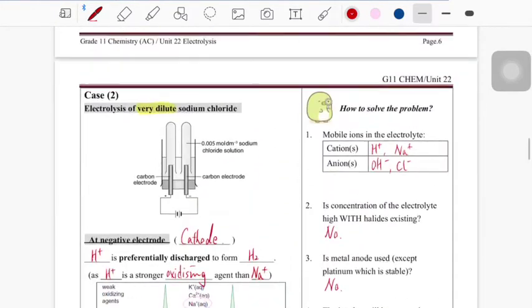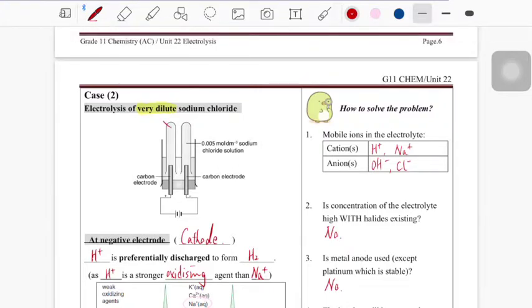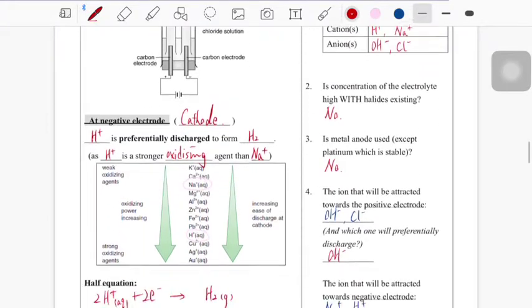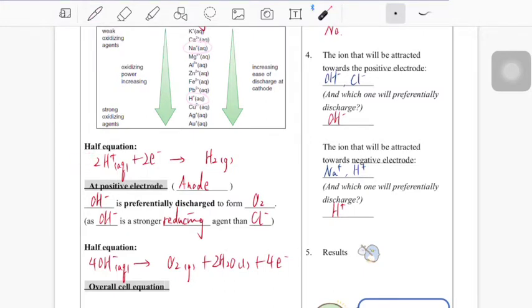Okay, so on the diagram, we can label the positive electrode, where oxygen gas will be produced, and the negative electrode, where hydrogen gas will be produced. If we combine the two half equations, this one and also this one, we can get the overall equation. So the water molecule turns into hydrogen gas and also oxygen gas.